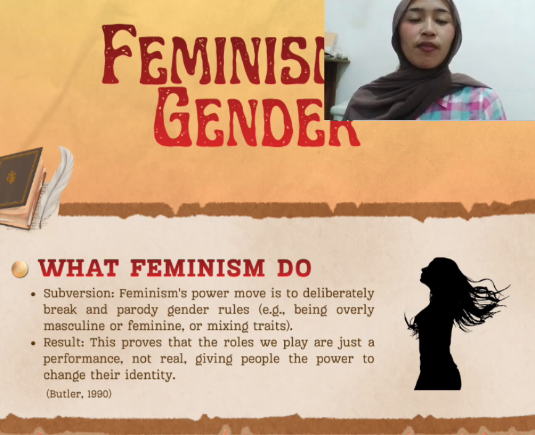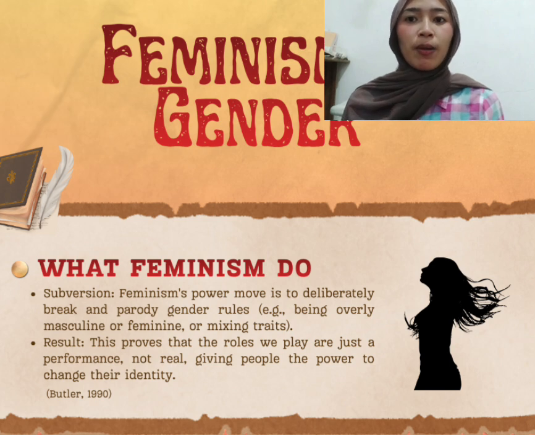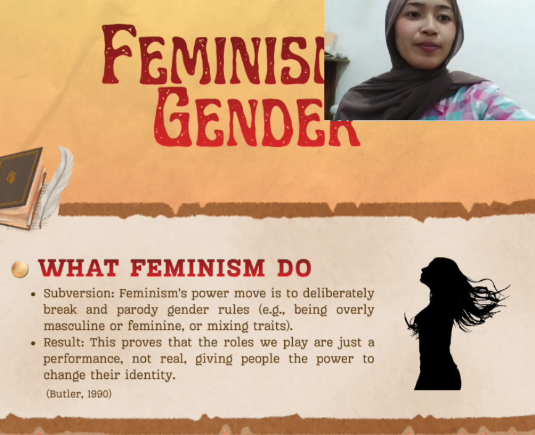What feminism does, according to Butler, is that Butler says feminism's job is to deliberately mess up the performance of gender, proving the roles are fake and giving us the freedom to be anyone. For the subversion, feminism's power is to deliberately break and parody gender roles, for example, being overly masculine or feminine or mixing traits. And then the result is proof that the roles we play are just a performance, not real, giving people the power to change their identity.